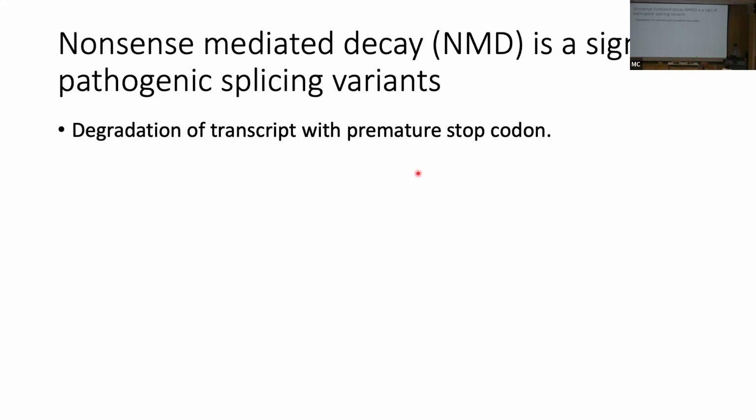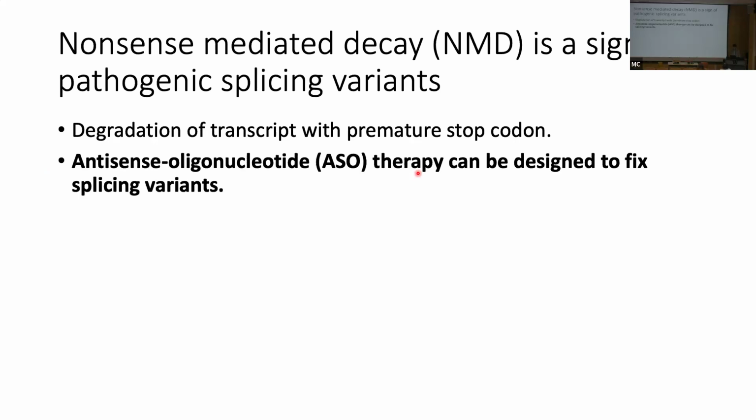The main point here is that nonsense-mediated decay is when transcripts are actually degraded, and it's a sign of a pathogenic splicing variant. An important point that I want to make here is that there are treatments called antisense oligonucleotide therapies that are currently being designed to target nonsense-mediated decay specifically. So being able to discover nonsense-mediated decay is really critical if we want to come up with treatments for our patients.